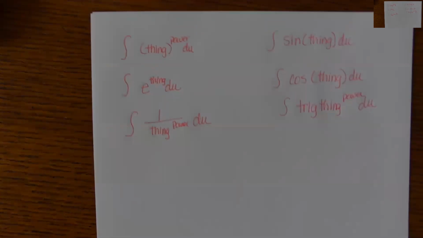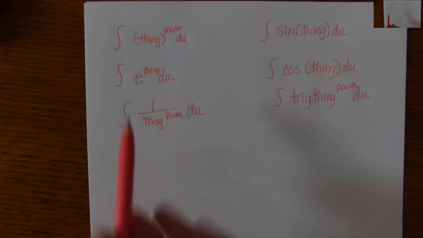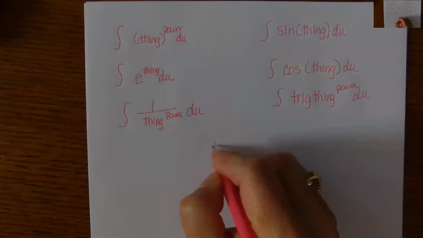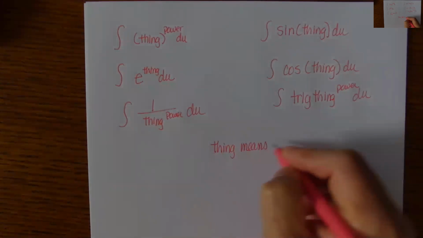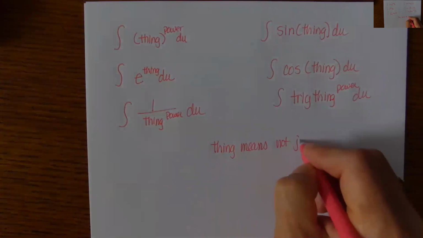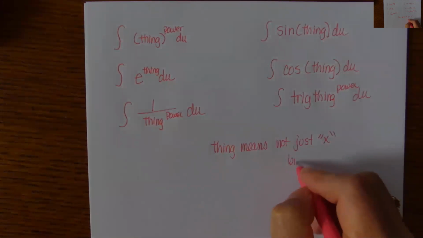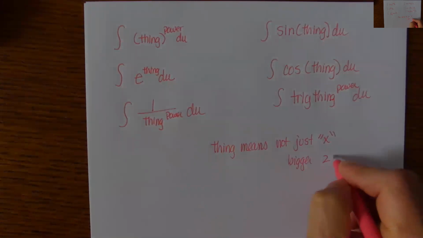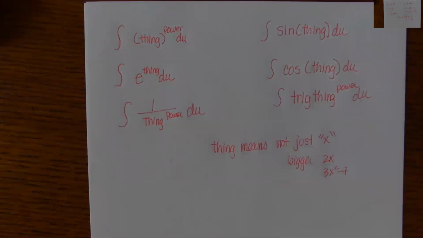Okay. When you see these in our work today, and when I say thing, what do I mean? Thing means not just an x, bigger, like 2x or 3x squared minus 7. So when we say the word thing, right? Now write this down. When we say the word thing, we're talking something is bigger than just x.